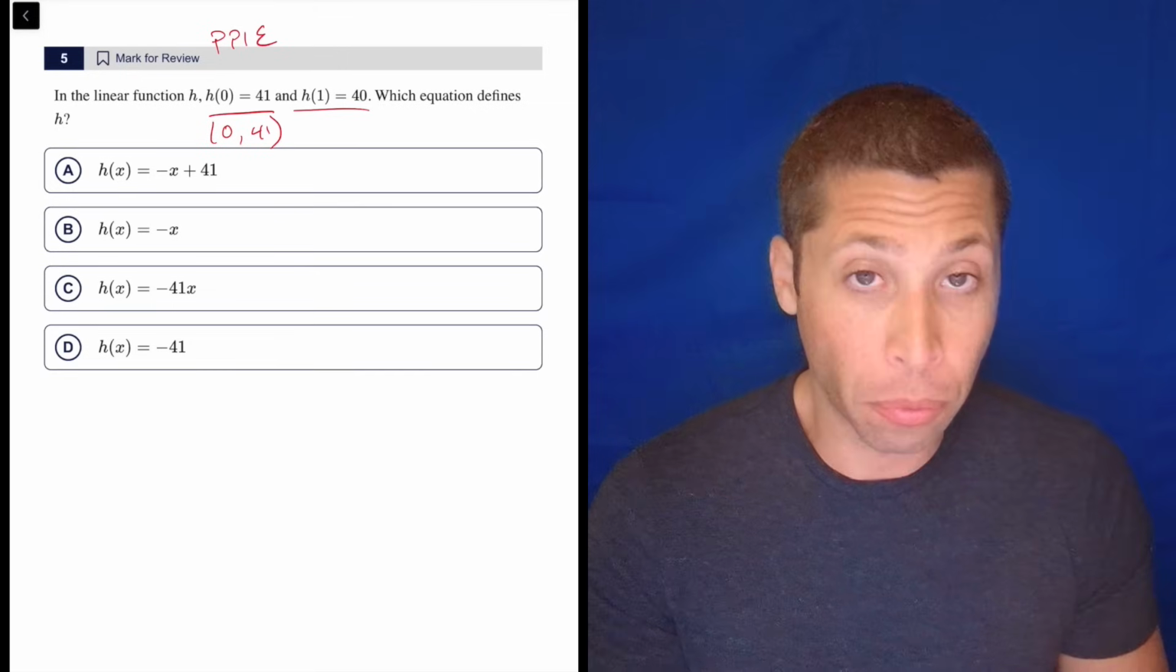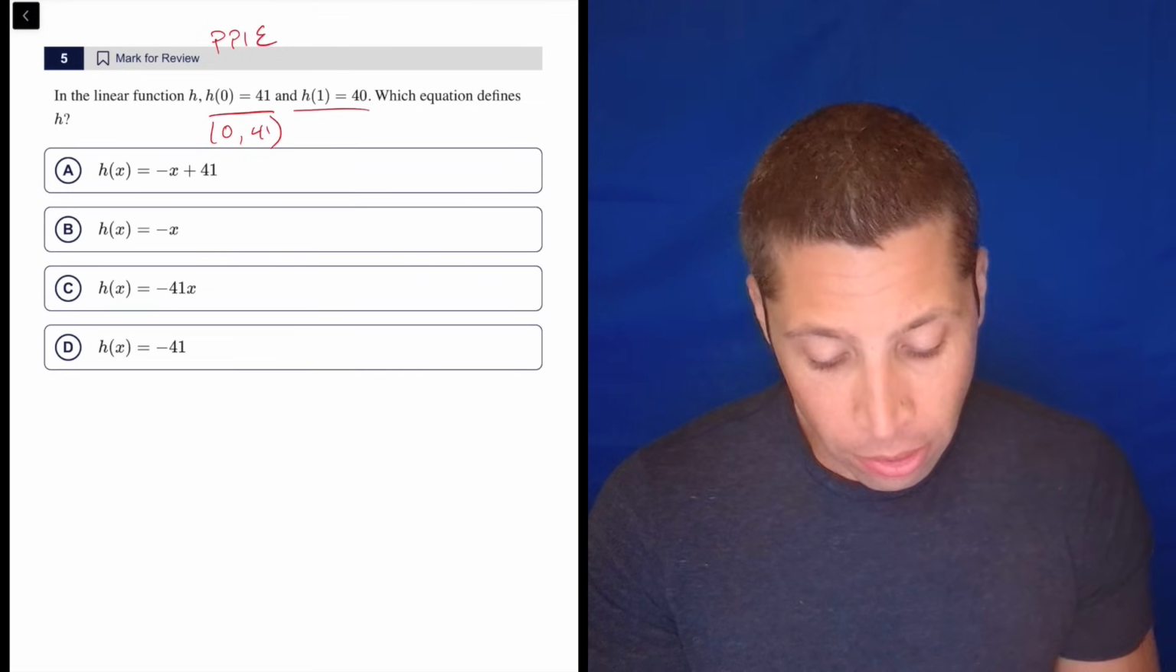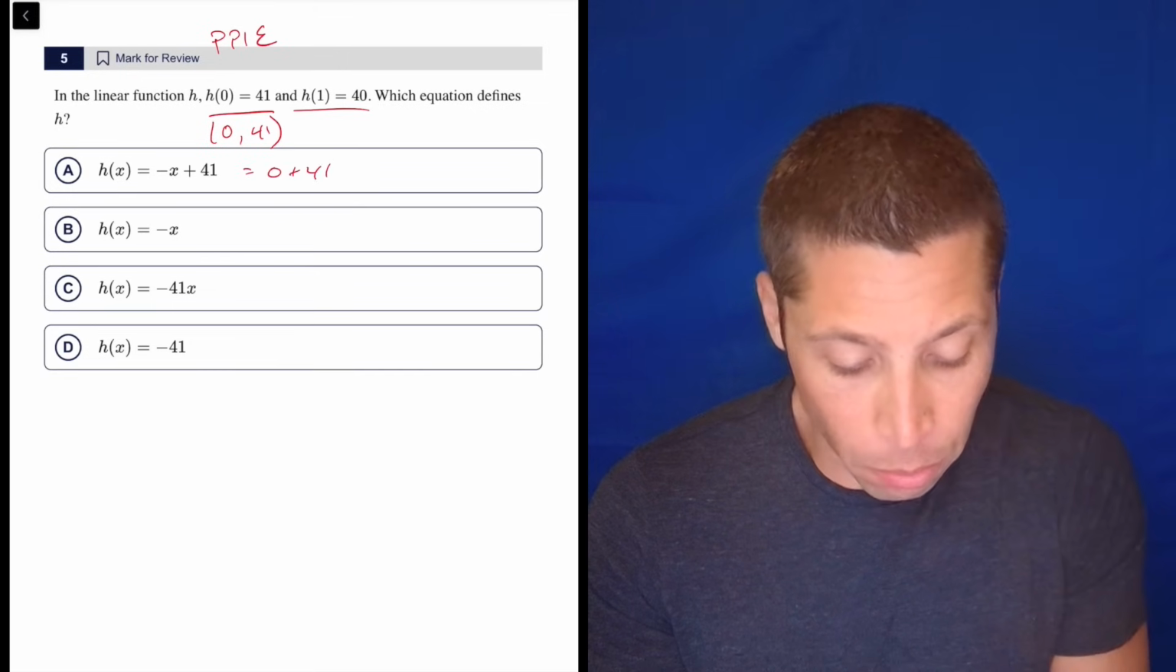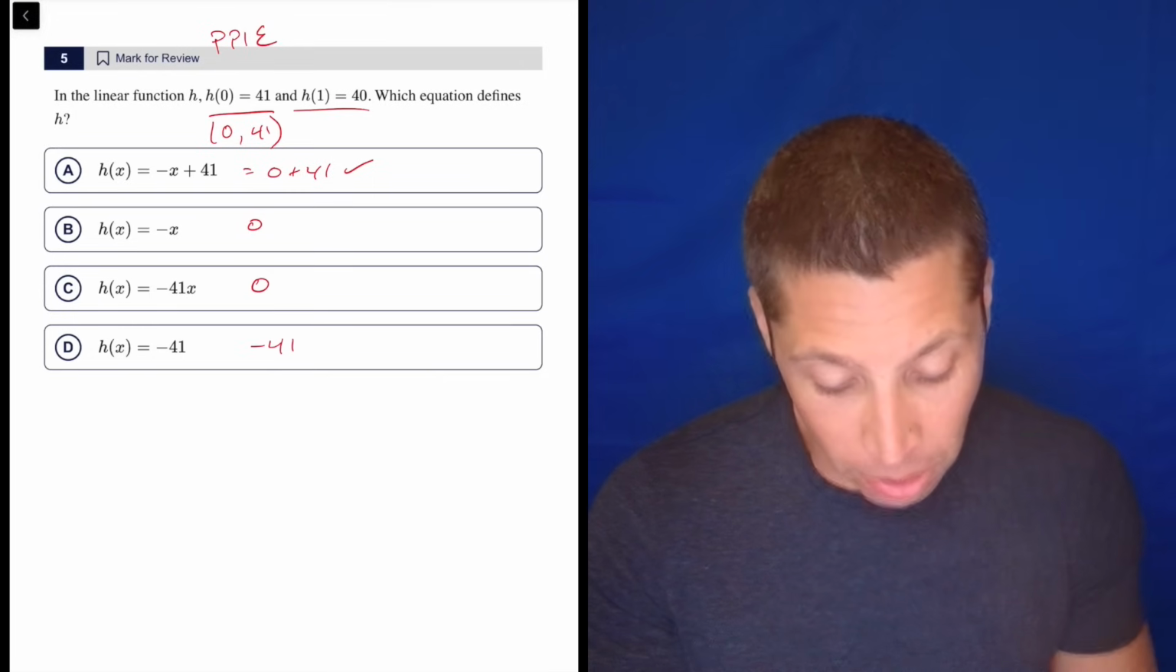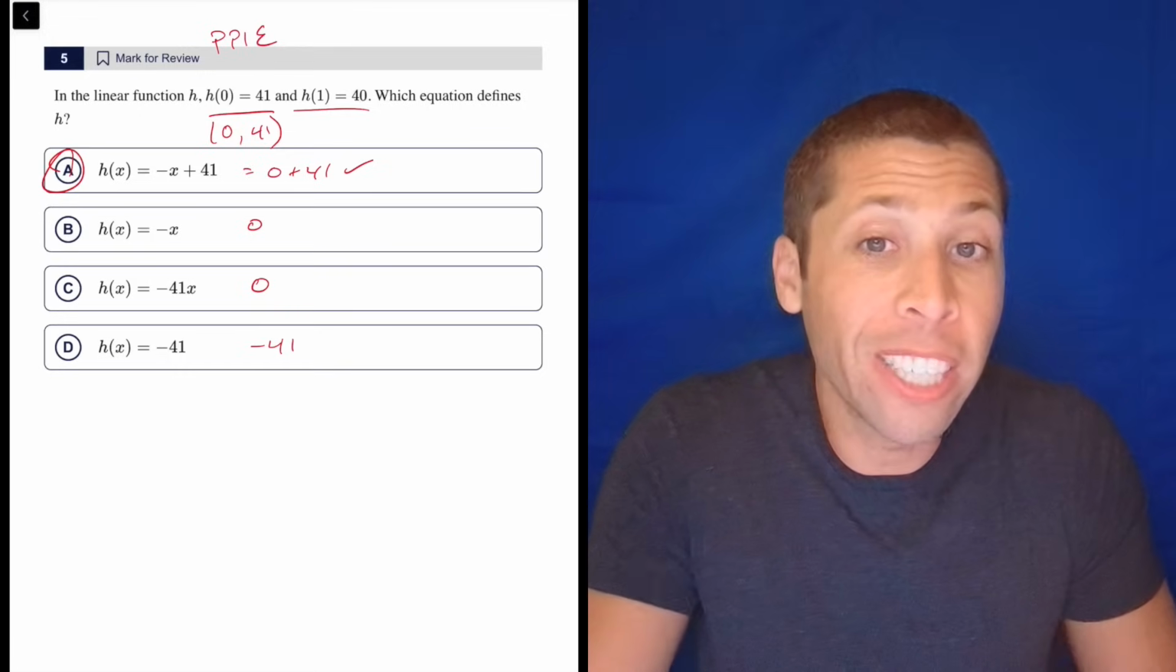So if I'm plugging in 0 for all these x's, I'm looking for what gives me 41. So this would give me 0 plus 41, which works. This would give me 0. This would give me 0. This would give me negative 41. I'm done. I don't even need the other point.